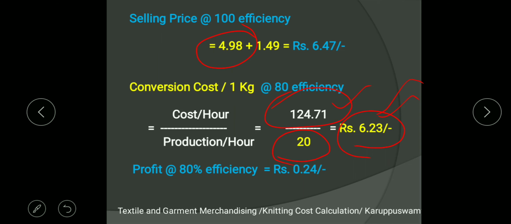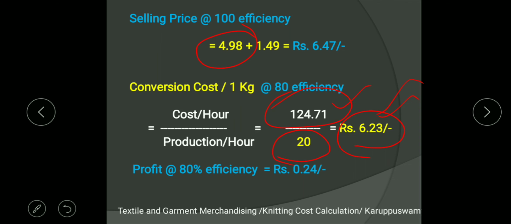So it is your duty to ensure that your factory is running at maximum efficiency. So before making any quotation to the buyer, you should ensure that what is the maximum possible way to run your business effectively. Based on that, you can quote your cost.